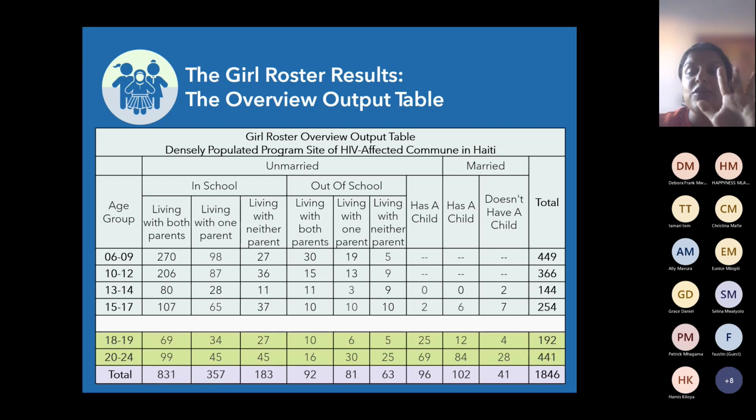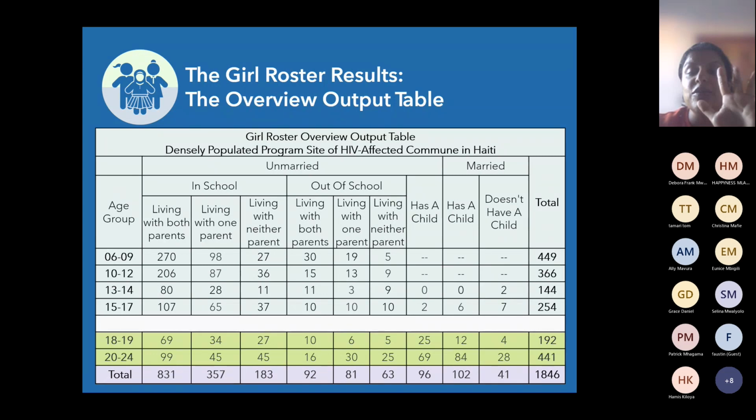It would say girl roster overview output table. It would say your organization's name and location, and I believe the date. And all of that is automated. And then everything else will start to come through. All these numbers will be inputted in these cells here. This remains the same, the age group, the unmarried, married, and so on. So I'll read this table to you so you understand. This is the overview table.